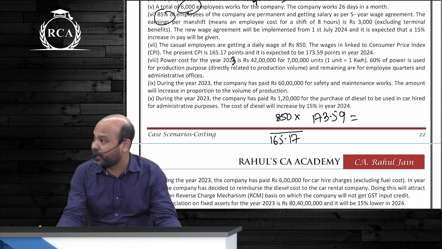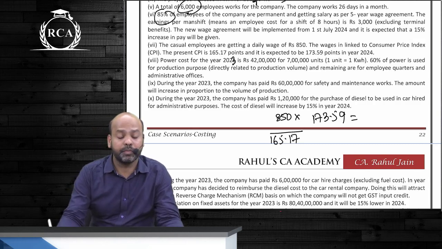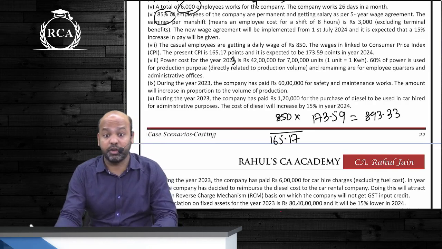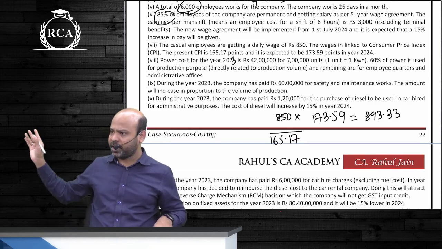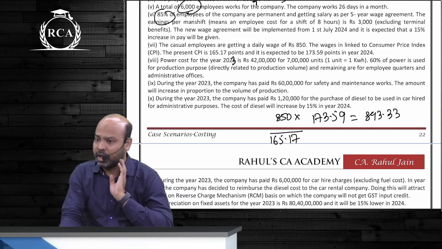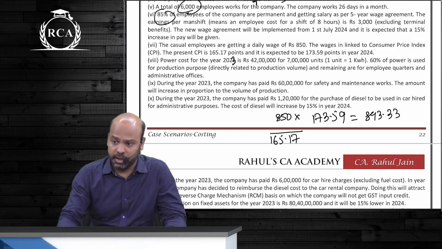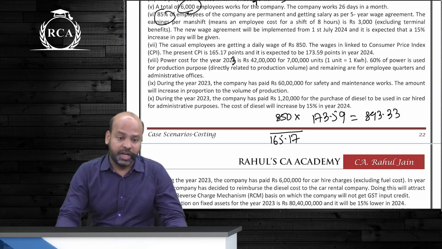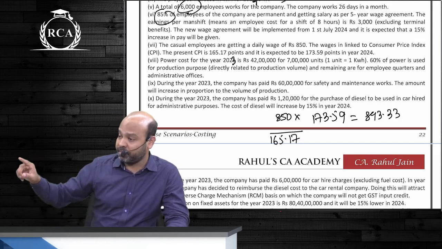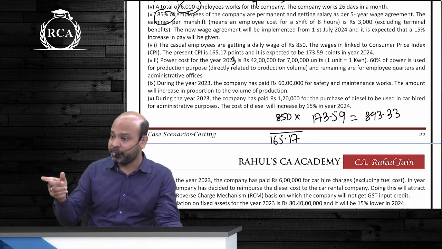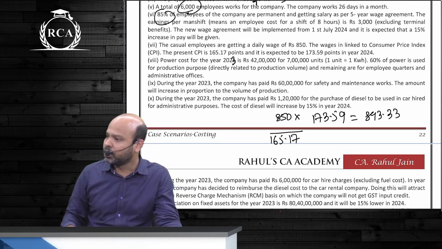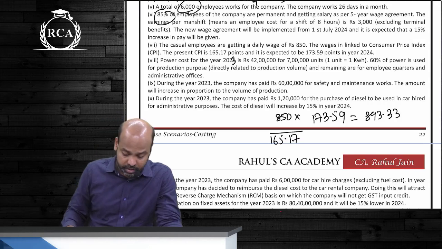850 rupees is at the present consumer price index. This will become wage per day for the next year. I'll give a note in detail, beta, for wages. That is the only important point of the entire question. Baki pura normal. You understood, guys? How many are casual employees? 900. कैसे आया 900? If 85% are permanent, the remaining 15%, beta, will be. Nowhere is it given, beta, that it is being increased from 1st July. That means you will apply 893.33 for the entire year 2024. Is that clear?